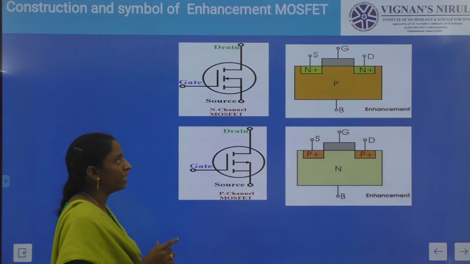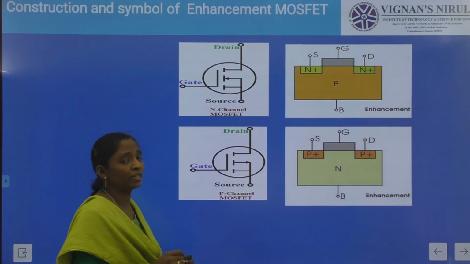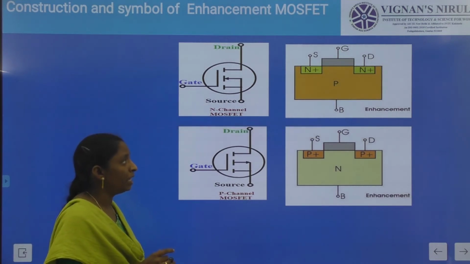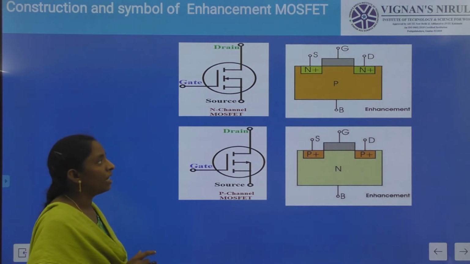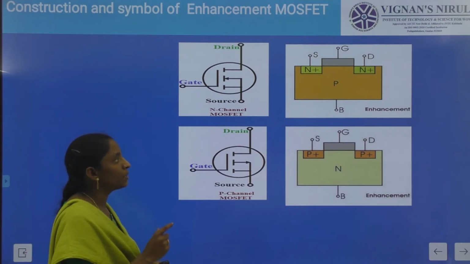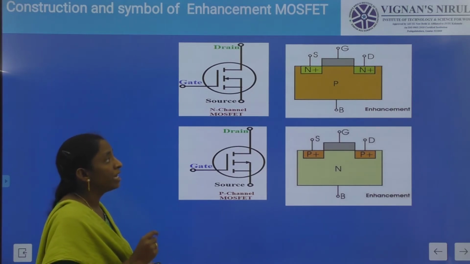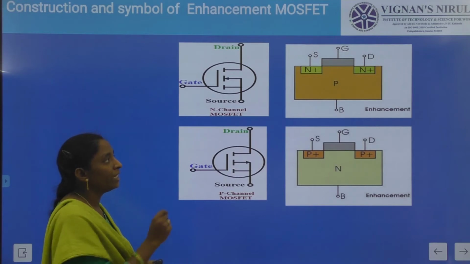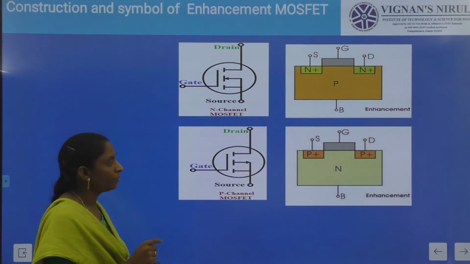Over the insulating material, we deposit aluminum metal. From this material we take one terminal, which is called the gate. Here the gate is a positive terminal, and drain and source are negative terminals. This is the construction of the N-channel MOSFET. Here the substrate is P and the channel is N-type.